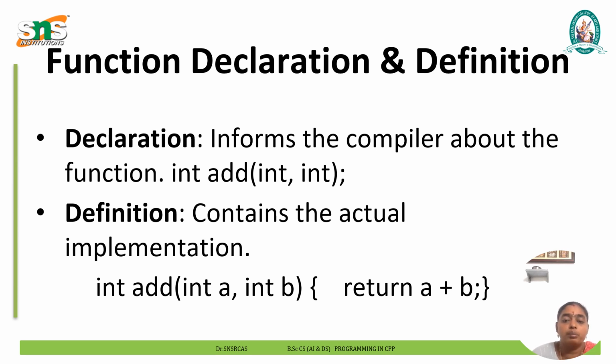Then the actual implementation of that function is the function definition. That is, int add(int a, int b), followed by an open curly brace, and inside it the statement return a plus b semicolon, and then finally a close curly brace. This function is not ended with a semicolon, and it contains a block with open and close curly braces. That is a function definition. It should be defined before the function call.